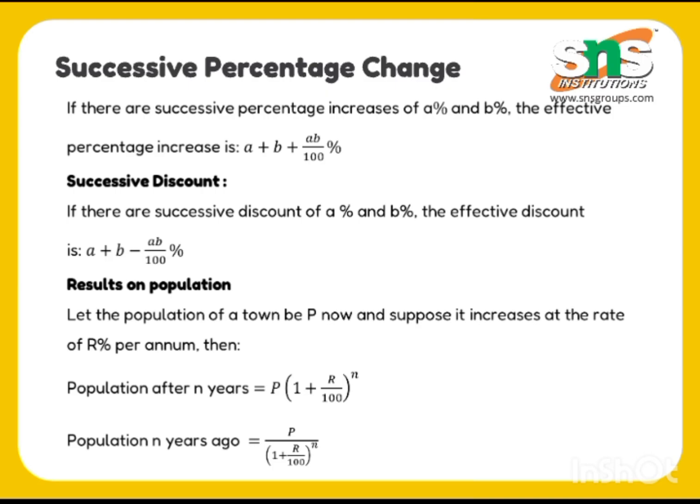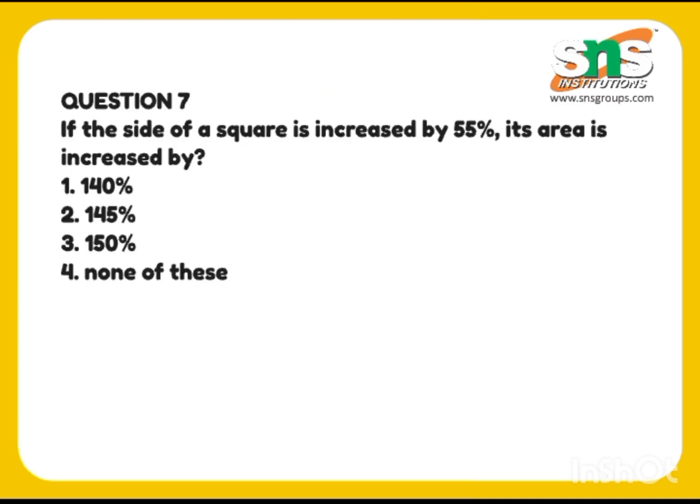Suppose there are results on population. Whenever you have a certain population in a town as P and it increases at rate R percent, you can use this formula: P into 1 plus R by 100 to the power of N. Whenever it is N years ago, you will have that in the denominator: P by 1 plus R by 100 to the power of N. Now we will move on to the next problem.